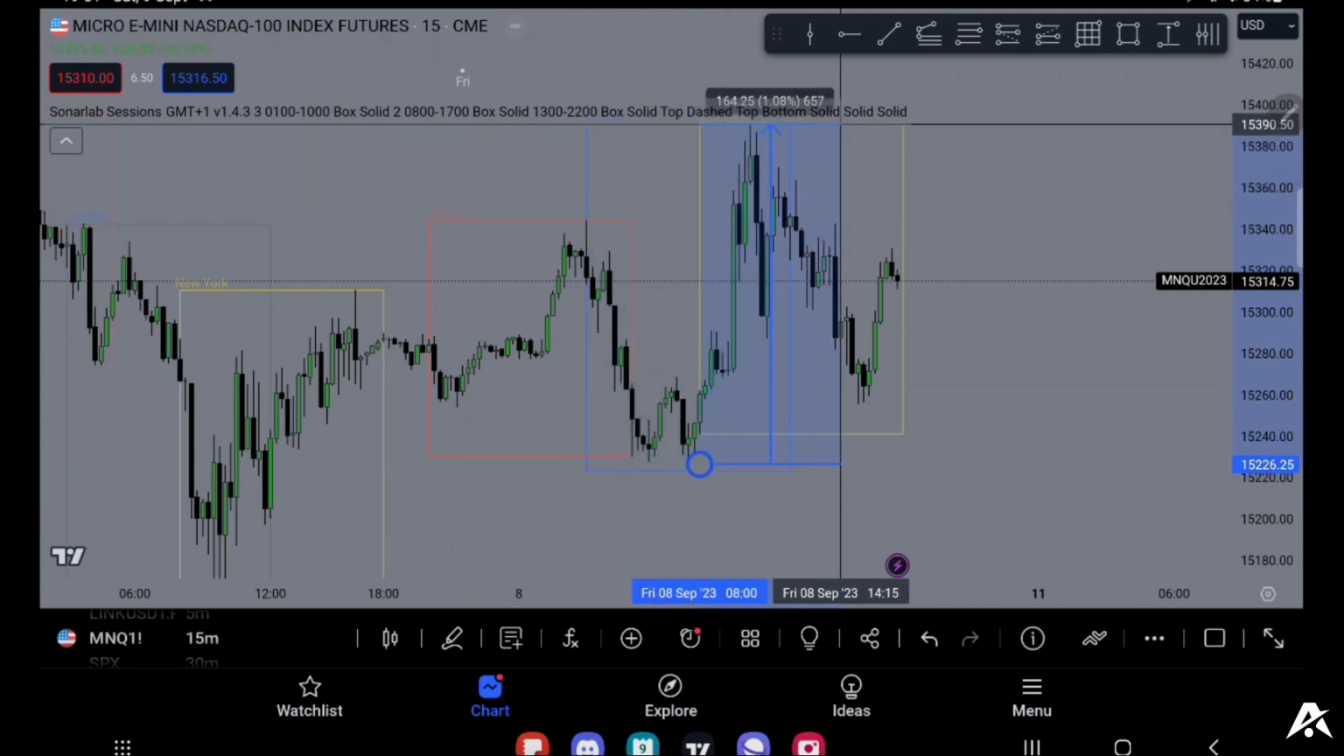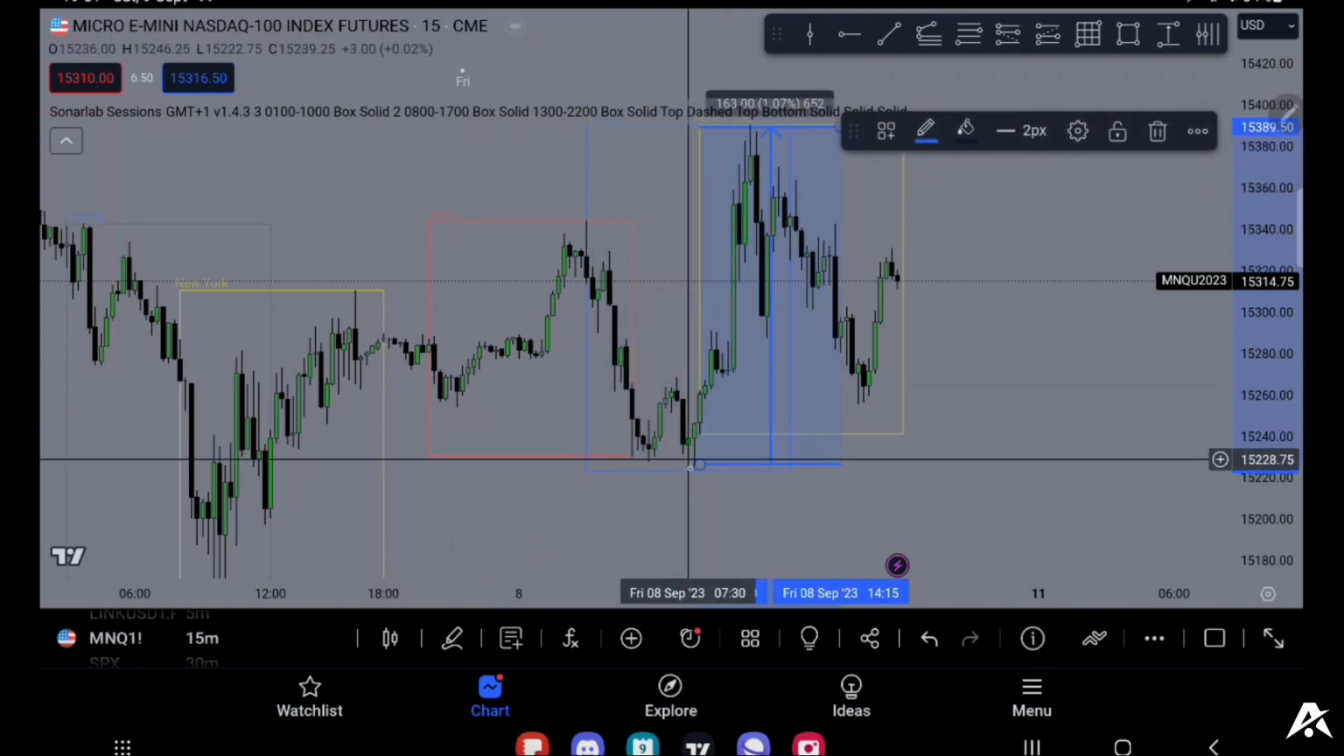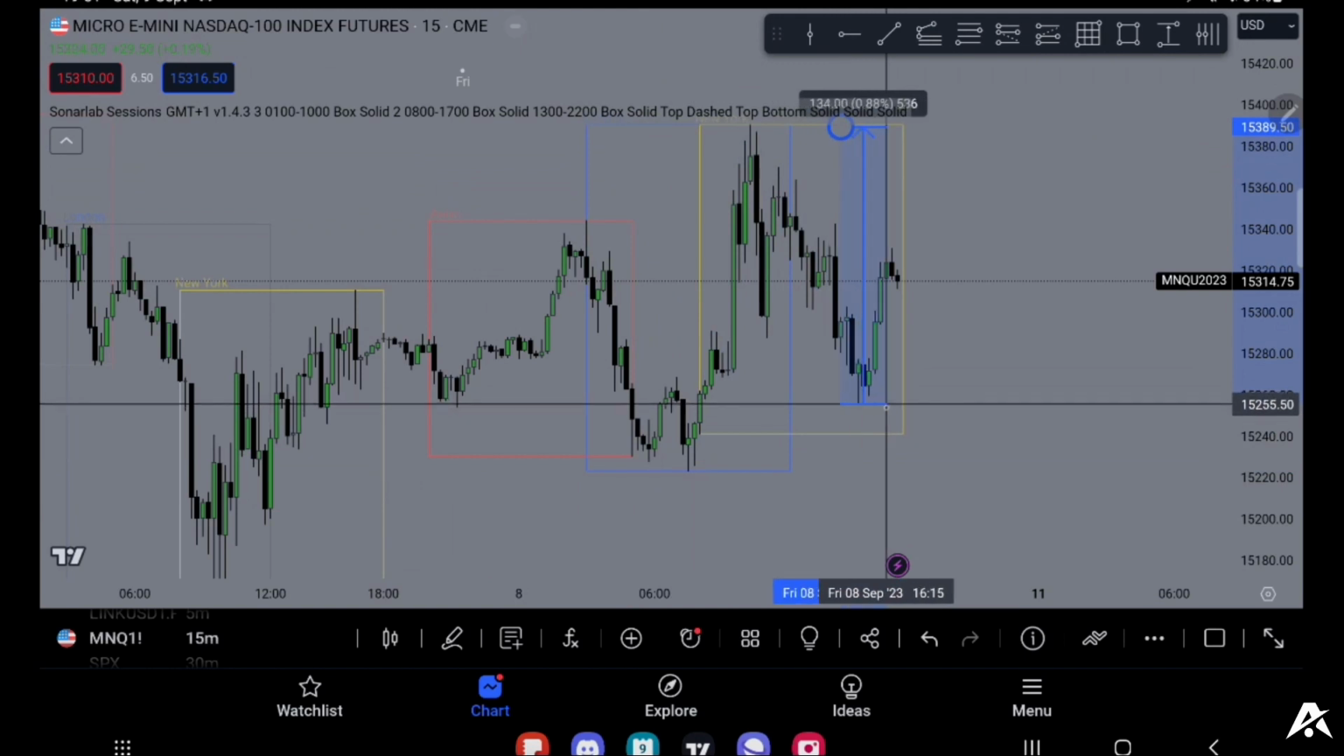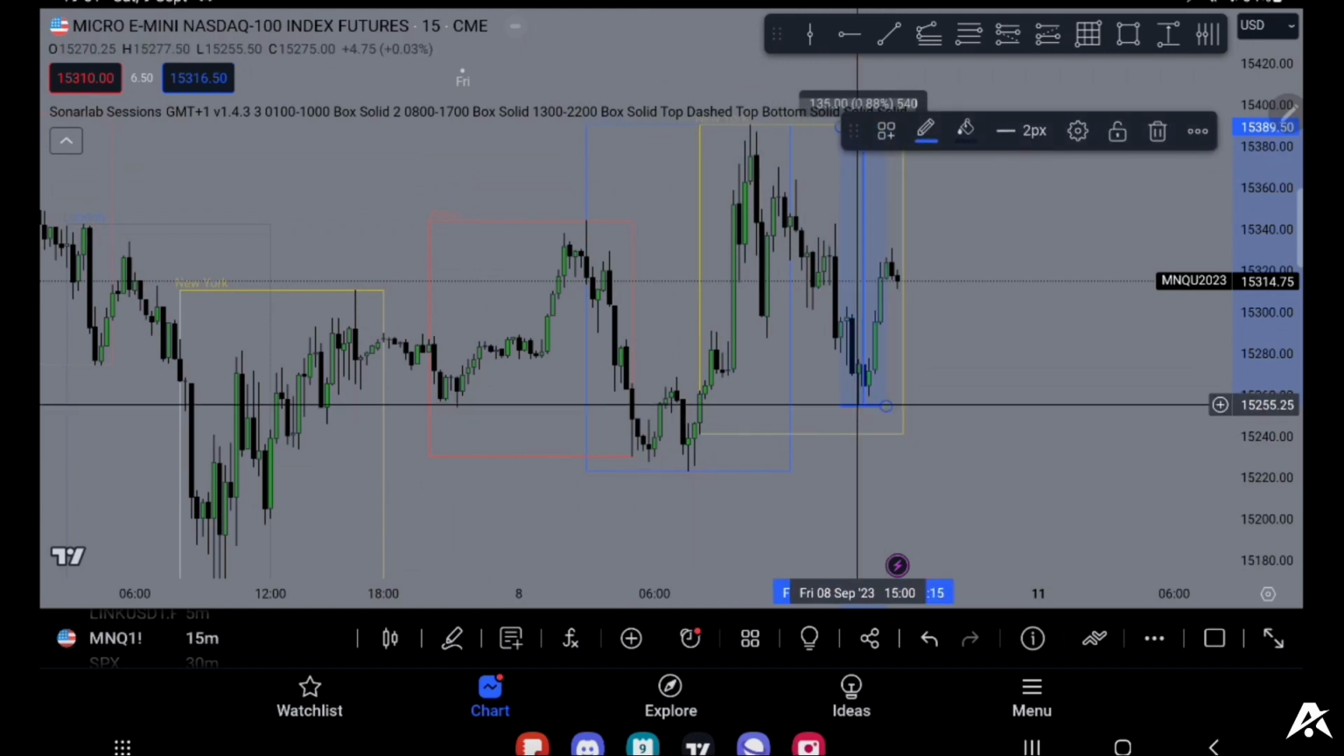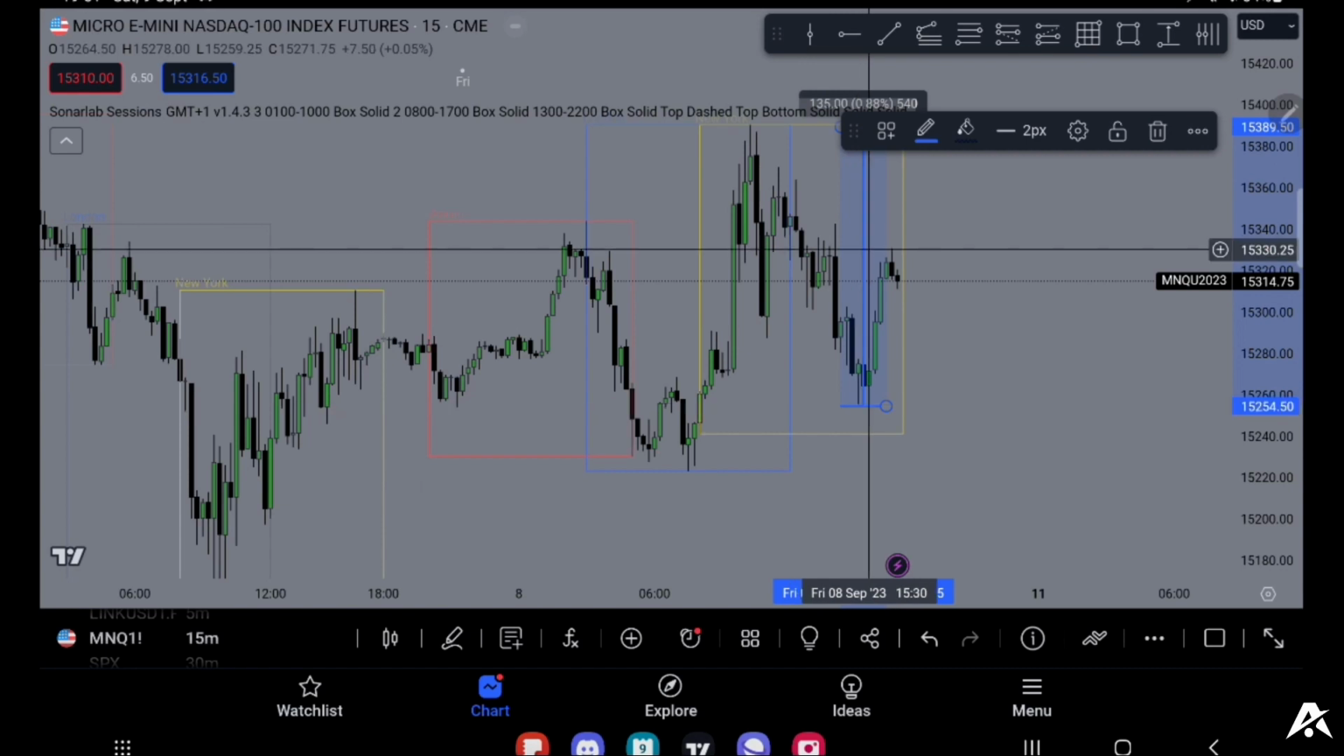rally up, 652 ticks up, 540 ticks down. And what is this down? Your down is your reversal that is followed by your distribution. So what is it always? Accumulation, manipulation, distribution, followed by either a continuation or a reversal. And in this case, your reversal, which was 540 ticks.